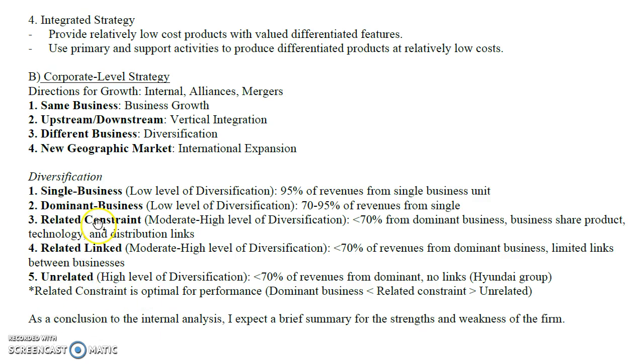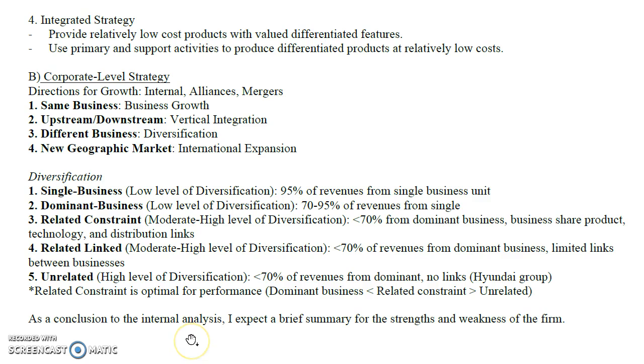And there's a note here. Related constraint, so this is the third one. Related constraint is optimal for performance. Why is it optimal for performance? Because it is just in the middle. There's no dominant business when you use related constraint, but it represents more constraints than unrelated. So it is really in the middle. Unrelated is a high level of diversification. It can be a great risk, with no links between products, and you may depend on only one star product or one business unit.